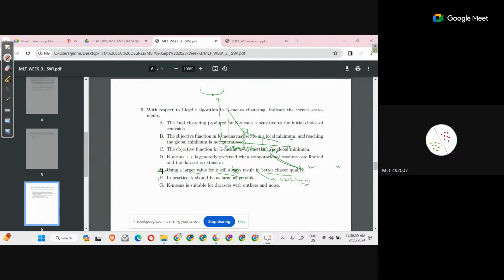Sir, one last small, basic clarification. I'm still not 100% sure what the word cluster quality means. What is the algebraic or mathematical expression for cluster quality?